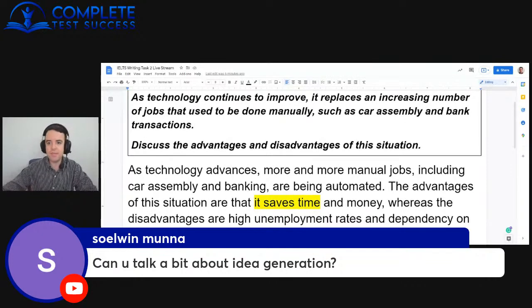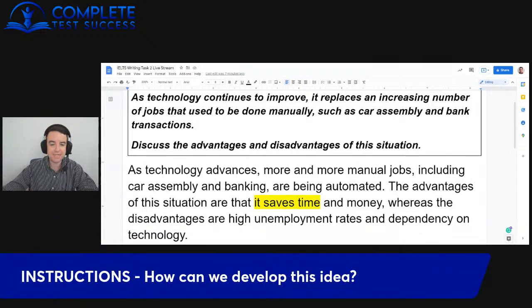Idea generation. So the main thing about idea generation is you need to write down your ideas so you can analyze them, and you need to make sure that your ideas are specific and relevant. Those are the main things. If you don't write them down, it's difficult to make sure that they're specific and relevant.